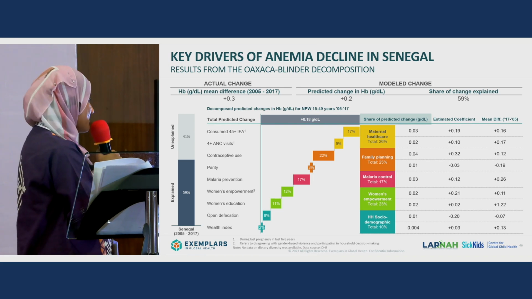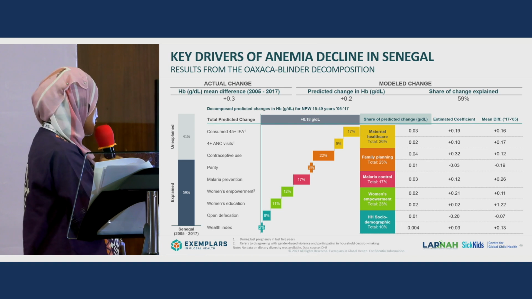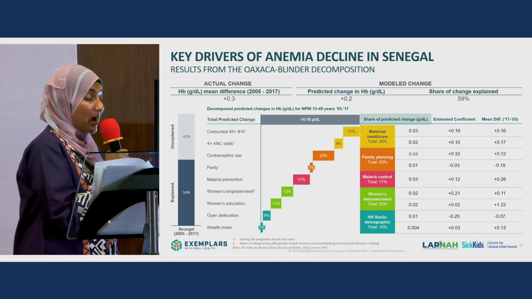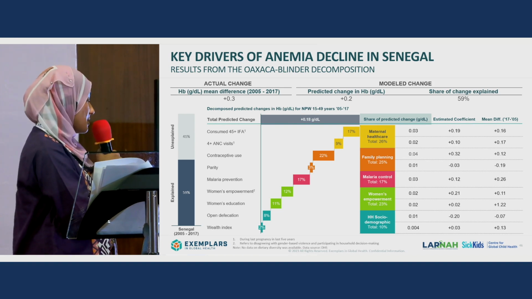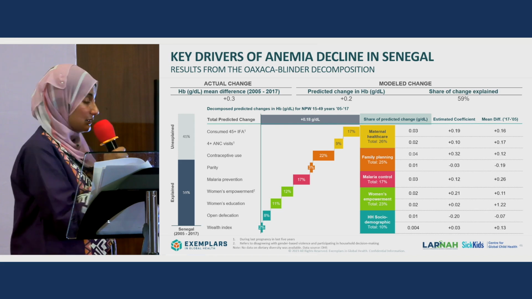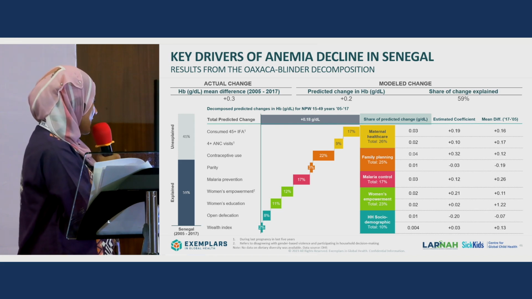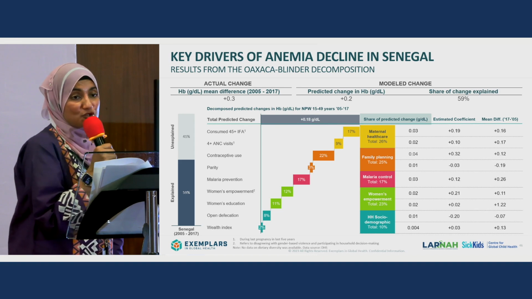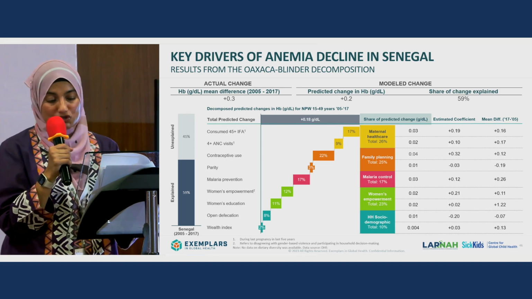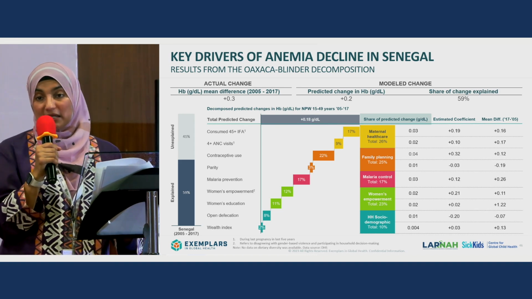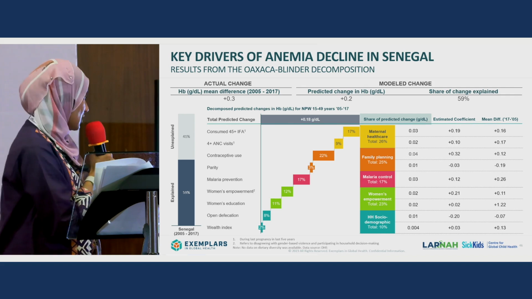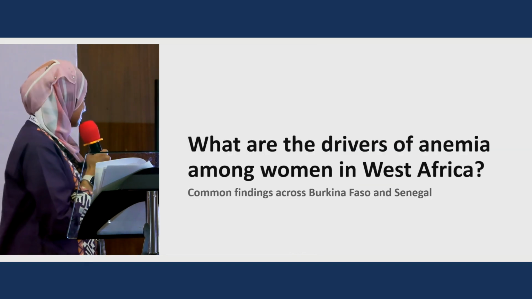We also saw an impact of women's education and their empowerment as being positive for hemoglobin increase. And then finally, a decrease in the proportion of households practicing open defecation was also associated with an increase in hemoglobin in Senegal. Next slide, please.